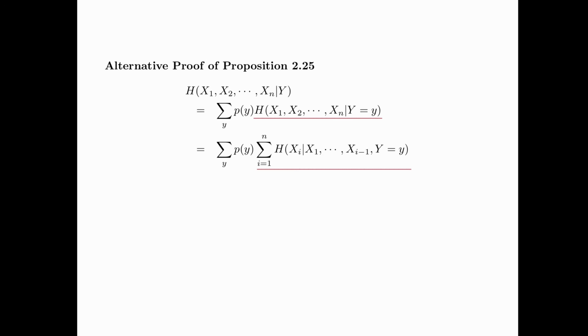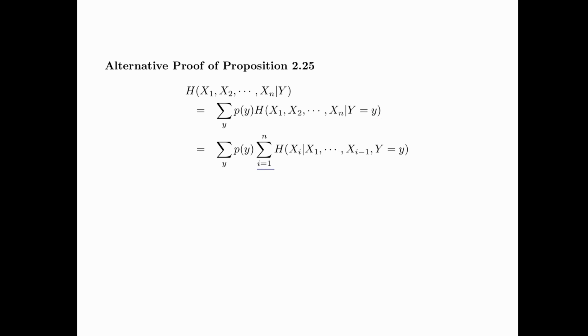Now we offer an alternative proof of Proposition 2.25, which gives different insights. First, the conditional entropy of X1, X2 up to Xn given Y can be written as summation over y, p(y) times the entropy of X1, X2 up to Xn conditioning on a particular y. Because we are conditioning on a particular y, we actually can apply the unconditional version of the chain rule to obtain summation i equals 1 up to n, entropy of Xi given X1, X2 up to Xi minus 1 and a particular y.